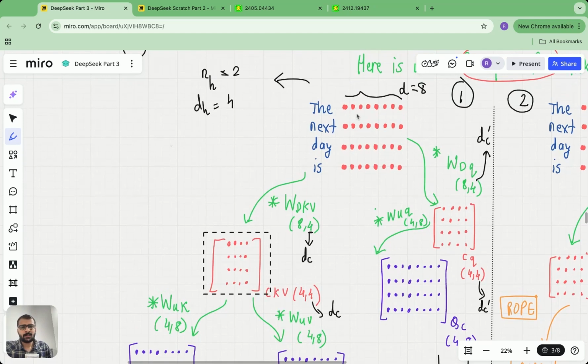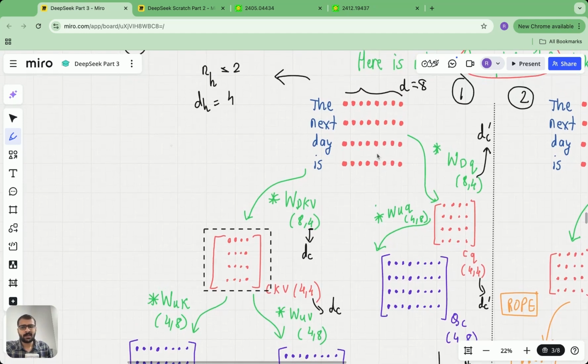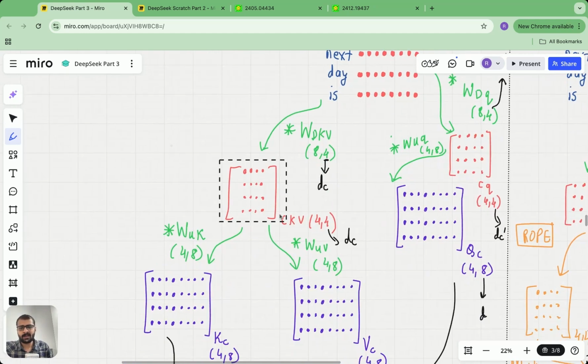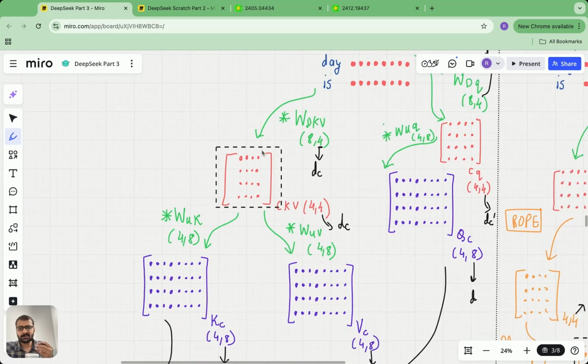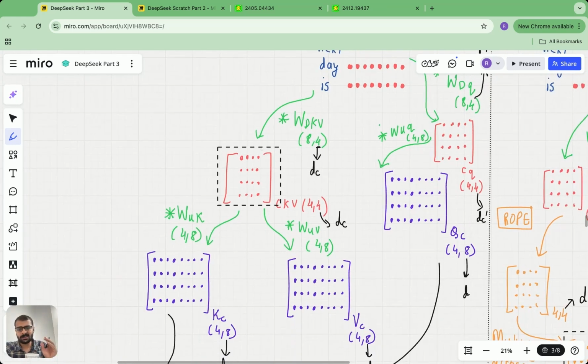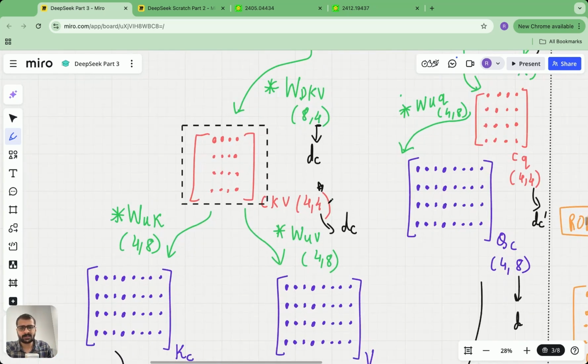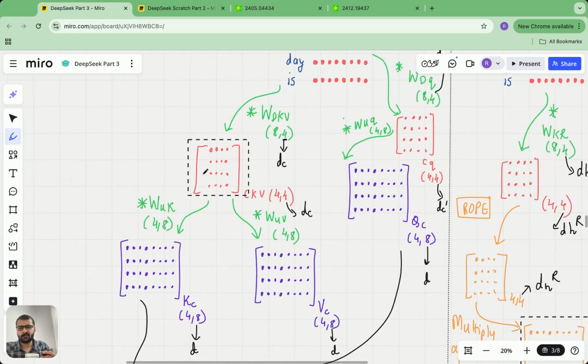If you take the 4 by 8 matrix and multiply it with an 8 by 4 matrix, you get a matrix denoted as CKV in the original DeepSeek paper. This is the one I've shown with a black dotted box, because this latent KV matrix is what is cached eventually. Only this is cached. It is a 4 by 4 matrix, where the number of columns is equal to DC and the number of rows is equal to the number of tokens.